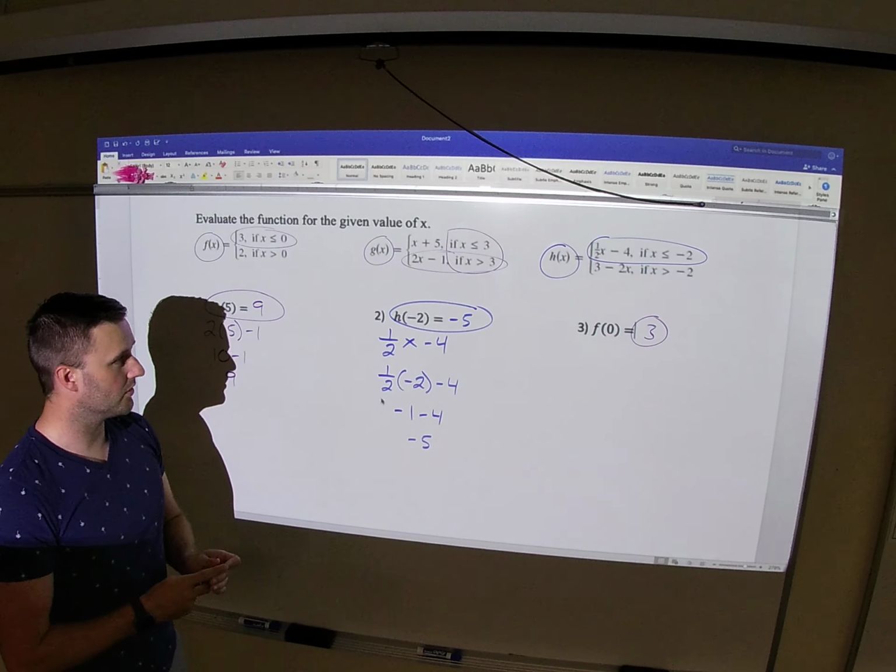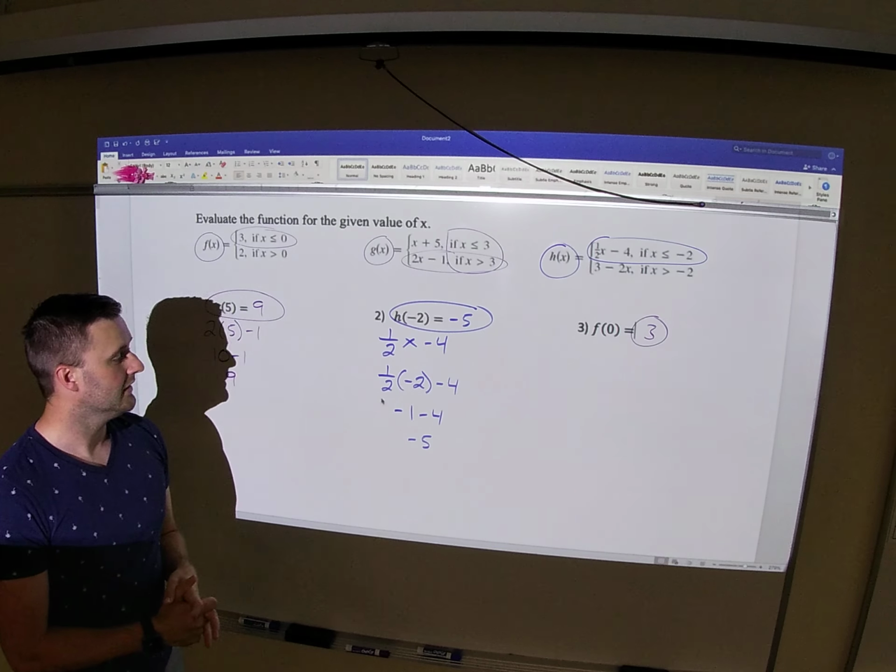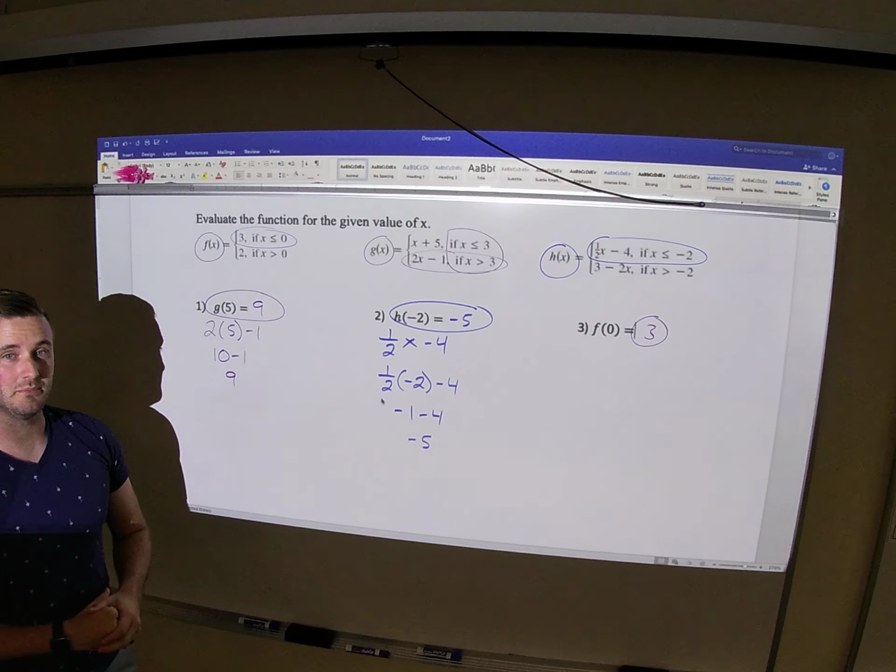So we will practice more in class, or your teacher might have an assignment online or a worksheet, but this is how you evaluate piecewise functions.